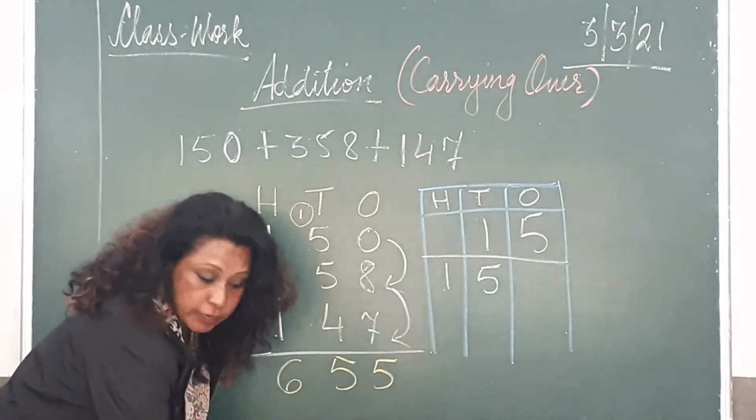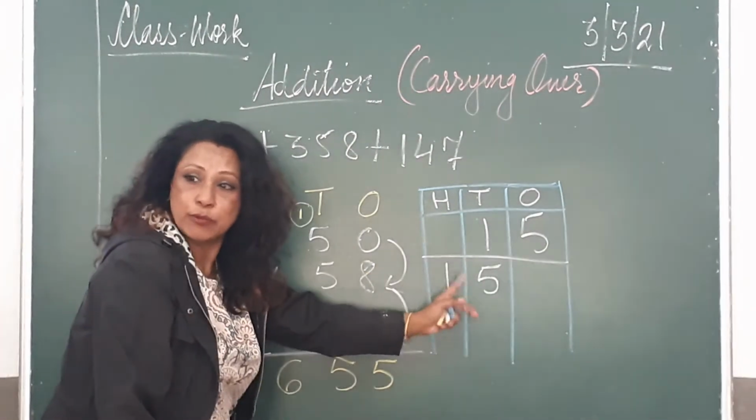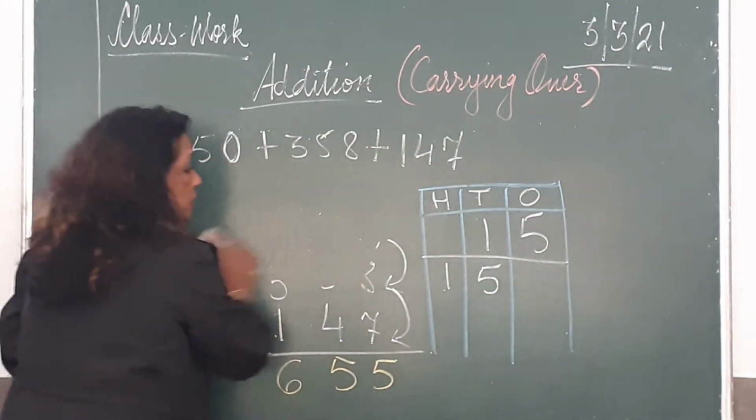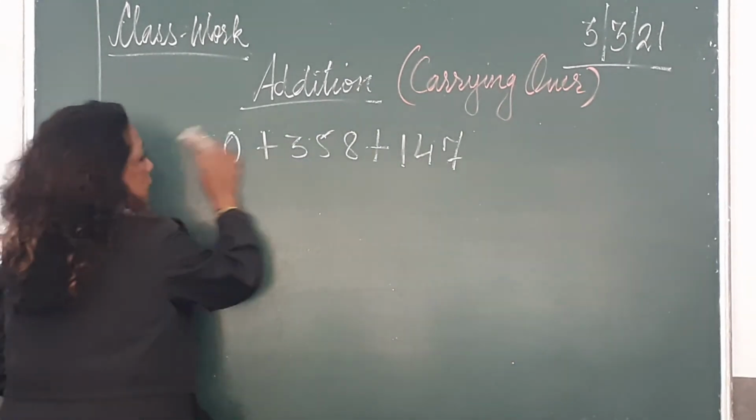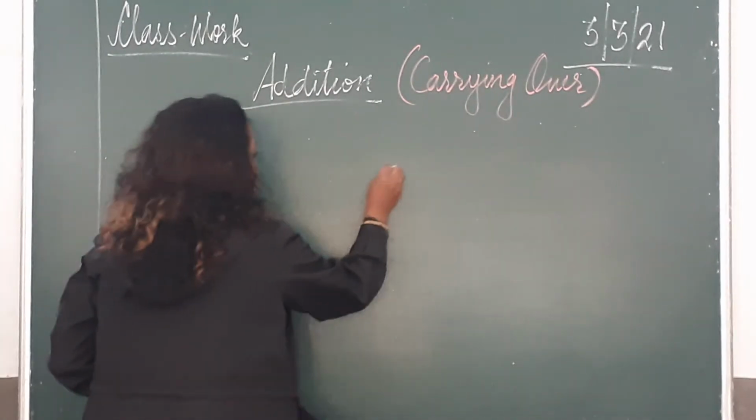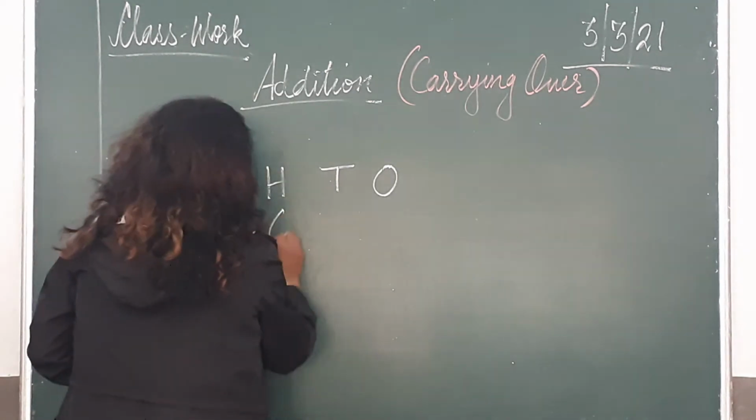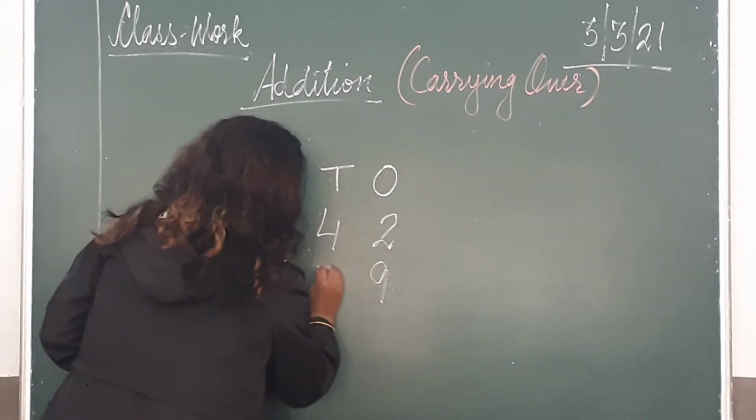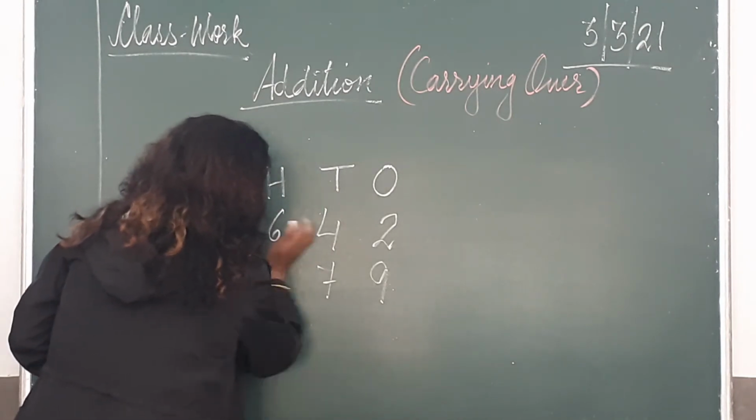Alright. Now next one more sum I'll do. That I will not do this. In that I will not show this. Straight away I'll carry over. Okay. And it will be easy for you. Now let me do one more sum and then we will end this lesson. Okay. Now straight away I'll give you the number. Okay. 6, 4, 2, 9, 7, 0. Okay.